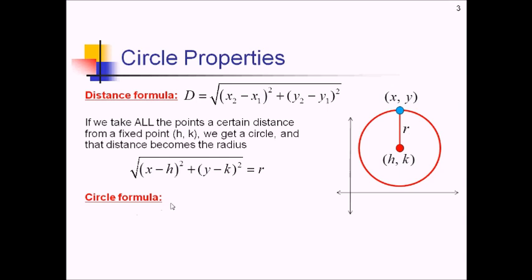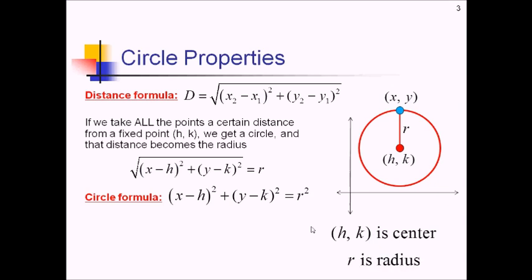The circle formula, you basically just get rid of the square root by squaring both sides, so we have all the stuff inside the square root equaling r squared. H comma k is our center in this setup, and then r, whatever's being squared over here, turns out to be our radius. So that's our little intro on circles.